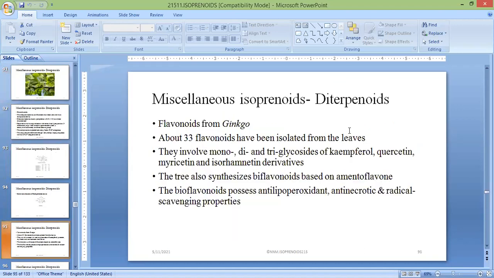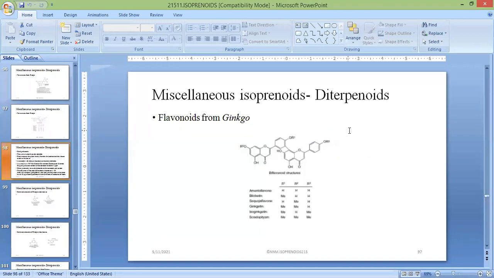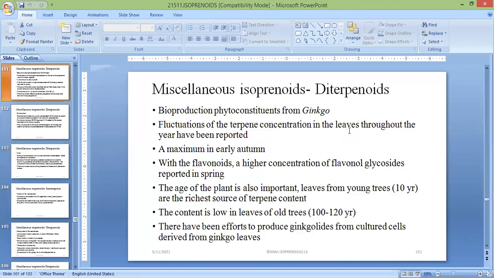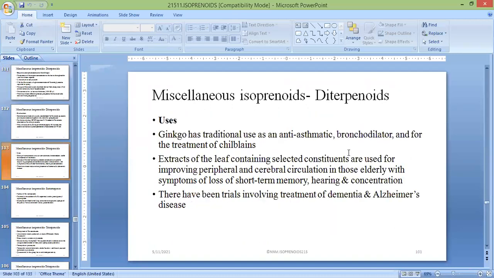And what is it used for? It's used for dementia and Alzheimer's, and it's also used as a bronchodilator. If it's used as a bronchodilator, of course, it can be used as an anti-asthmatic. It works by improving circulation of blood to the brain, cerebral circulation. So ginkgo biloba is a diterpenoid used as a bronchodilator and for dementia and Alzheimer's disease.